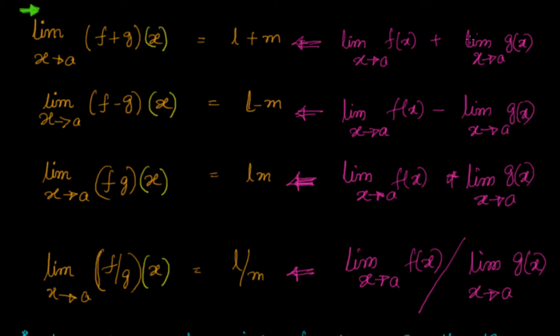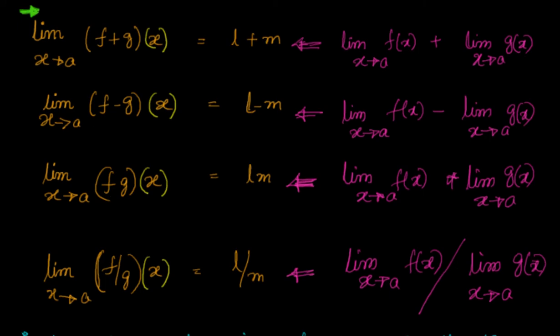The limit of a sum is equal to the sum of limits. The limit of a difference is equal to the difference of limits. The limit of a product, when we say product of two functions or more, is nothing but the product of the individual limits. Similarly, the limit of a quotient is nothing but the quotient of limits.